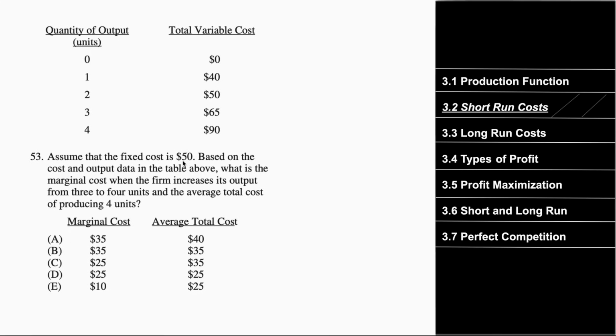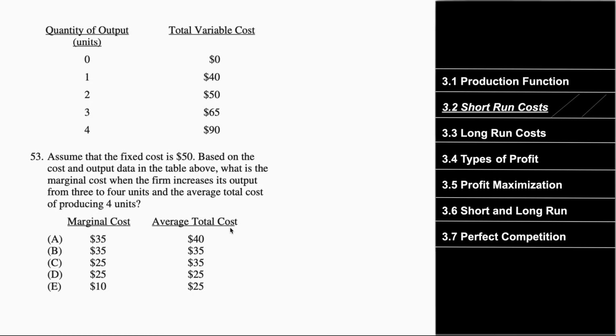So we assume that the fixed cost is $50, right? Now let's look at the actual data above. What is the marginal cost when a firm increases its output from 3 to 4 units, and the average total cost of producing 4 units? So when we go from 3 units produced to 4 units, total variable cost increases by $35. We know fixed cost does not change, it's always $50, so the marginal cost would be $35. Remember, marginal cost is just the additional cost per unit. So in this situation, it would just be $35.